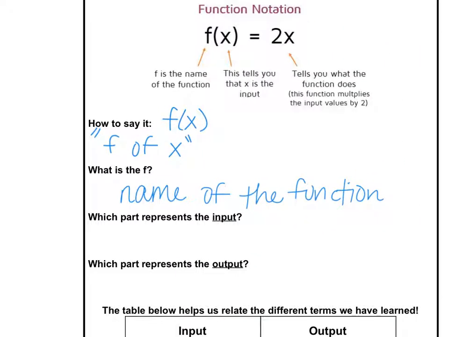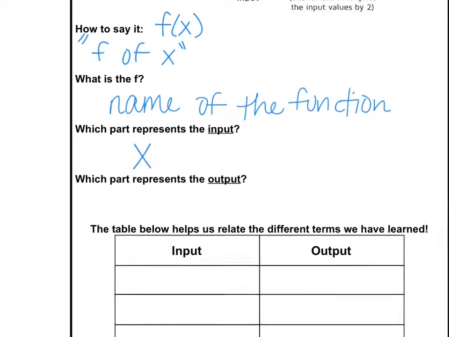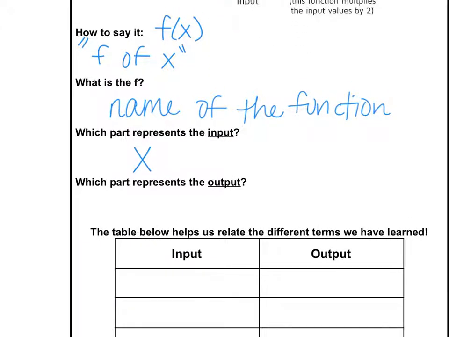The part that represents the input is the x. The part that represents the output is the f of x. And what is f of x equal to? 2x. So your actual function rule.